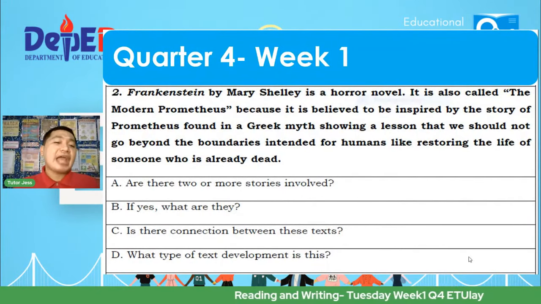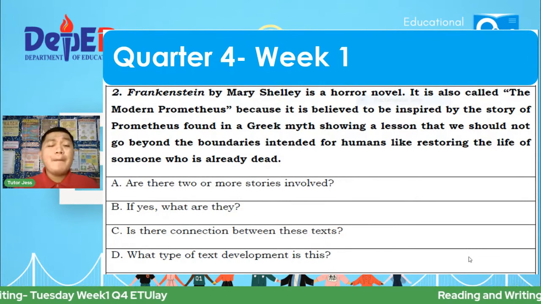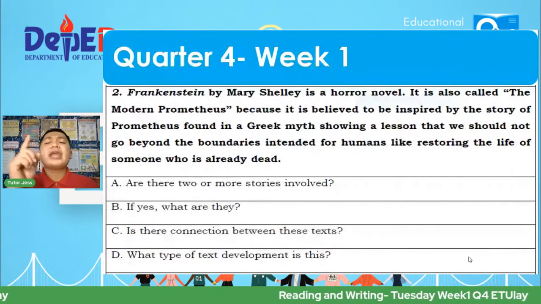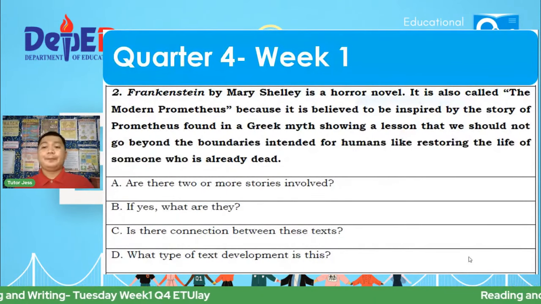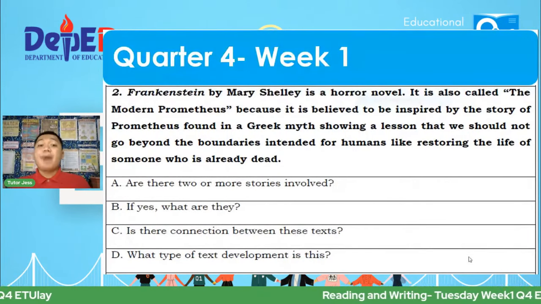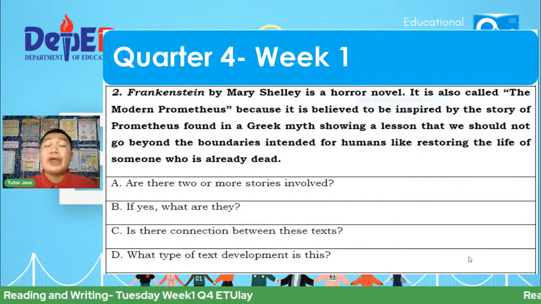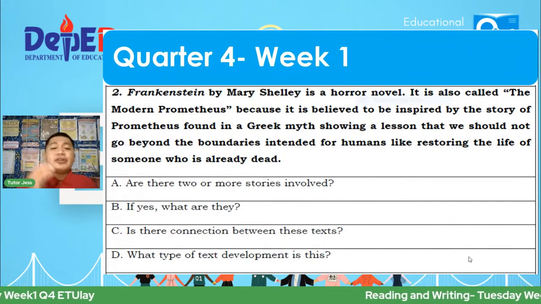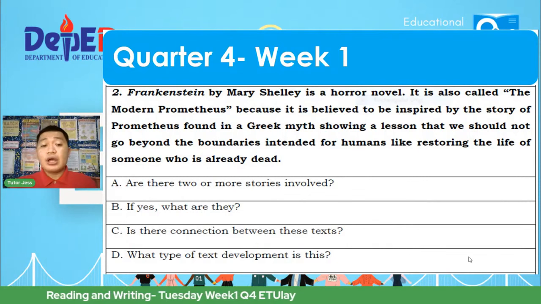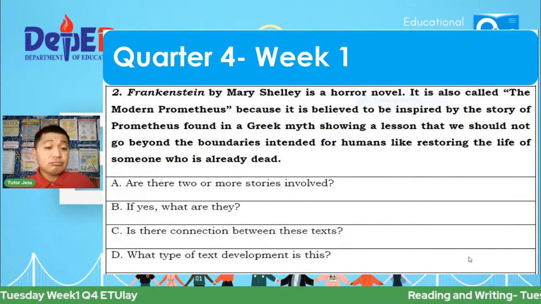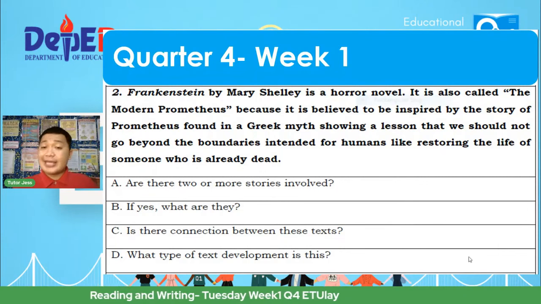Next, number two. Frankenstein by Mary Shelley is a horror novel. It is also called the modern Prometheus because it is believed to be inspired by the story of Prometheus found in a Greek myth, showing a lesson that we should not go beyond the boundaries intended for humans, like restoring the life of someone who is already dead. Okay. Are there two or more stories involved? Marami ba? Or two? If yes, what are they? Is there a connection between these texts? What type of text development is this?